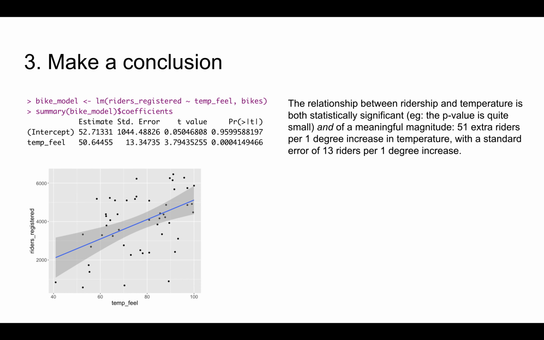In conclusion, throughout our analysis of bike ridership, we've shown that the relationship between ridership and temperature is both statistically significant, for example, the p-value is quite small, and it's of a meaningful magnitude. For every 1 degree increase in temperature, we expect 51 extra riders, with a standard error of 13 riders per 1 degree increase. On the scale of bike share ridership, this change is quite large.